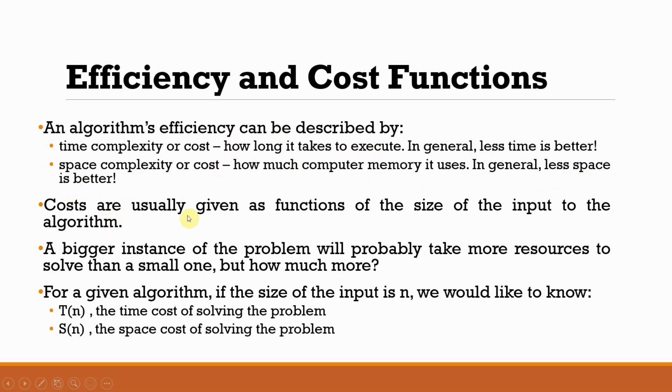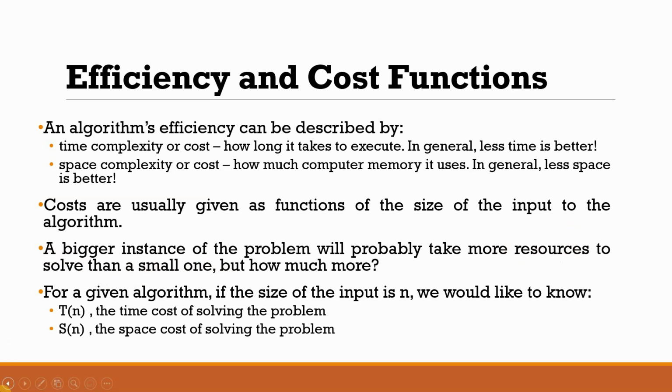Costs are usually given as a function of the size of the input to the algorithm. A bigger instance of the problem will take more resources, which is more time and space, to solve than a small one. So we know that if we want to process, let's say, an array of size 10, it's going to take us some amount of time. If we want to process an array of size 100, it's going to take us more time, and it might need more space as well.